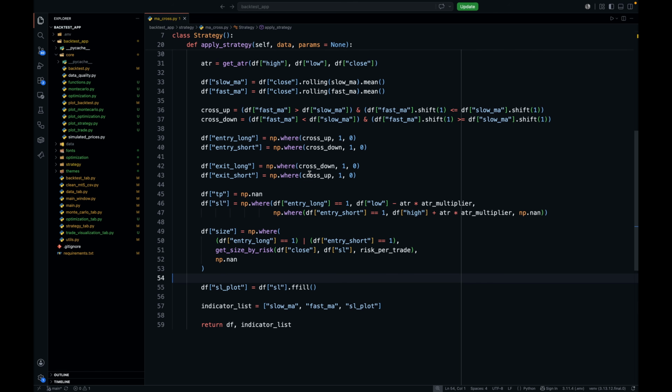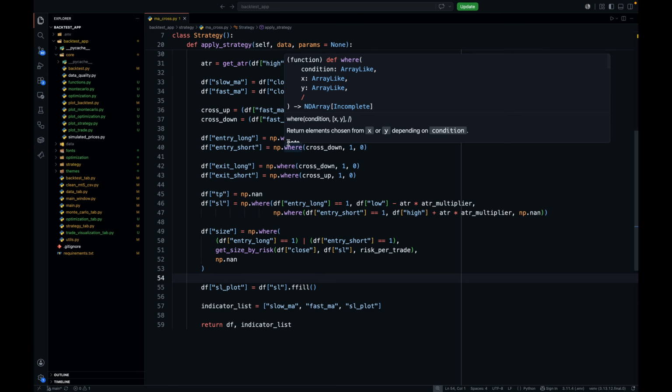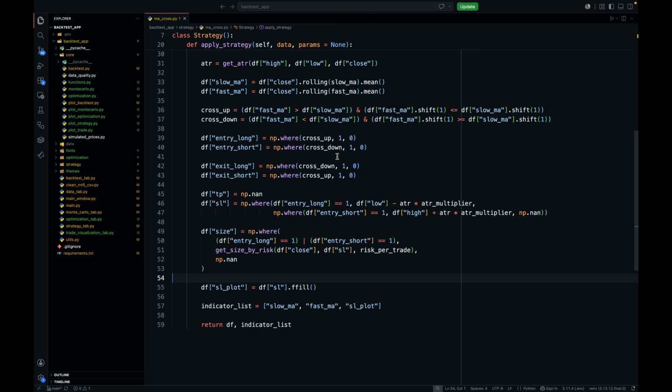So we define the entry and exit vectors I showed you before. In this case, we have two separate vectors for entry long and entry short, so you can understand better. But basically, we enter long when we have a cross up, and we enter short when we have a cross down. And the exits are just the opposite of the entries.